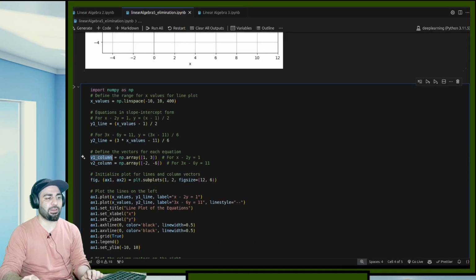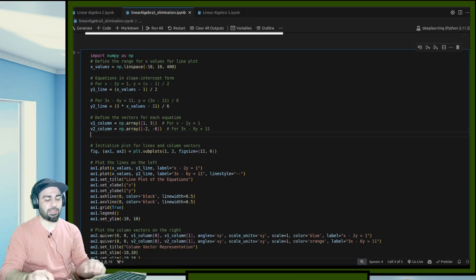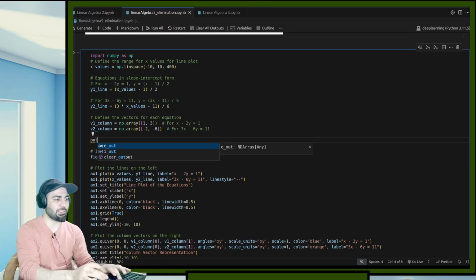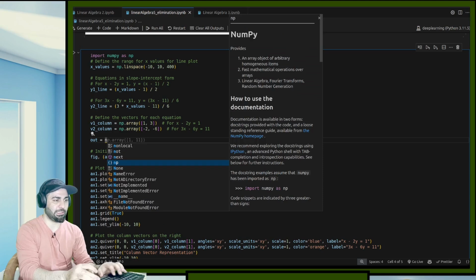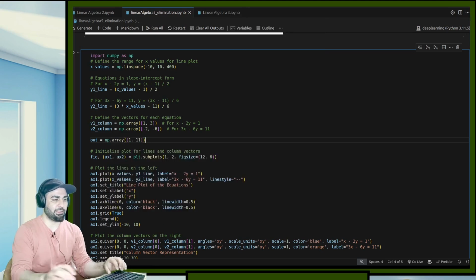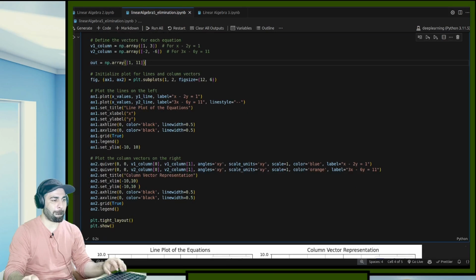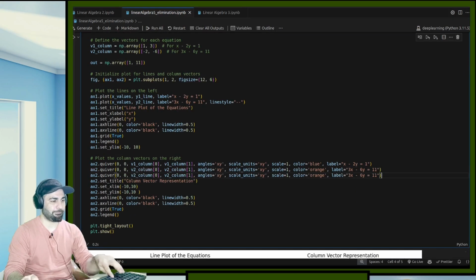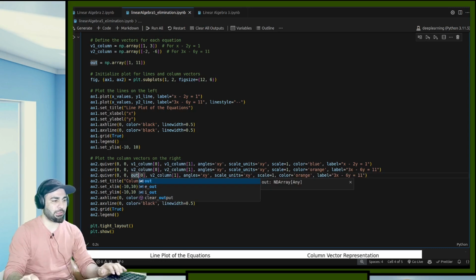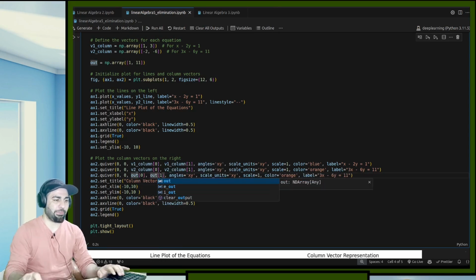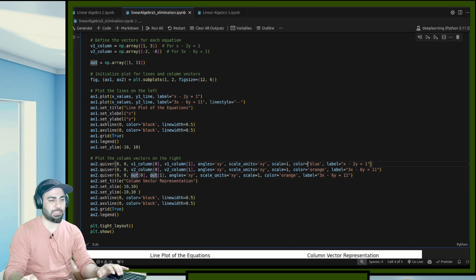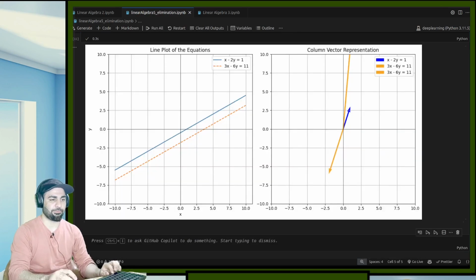If you see this column vector, this was 1, 3 initially, and then we got 3, minus 6. The output vector that we wanted actually was 1 comma 11. Okay, now I'll also plot this. Here that is. I'll say out. This is out. This is again out. Names will be here and there. Pardon me for that, but I just wanted to show you this.